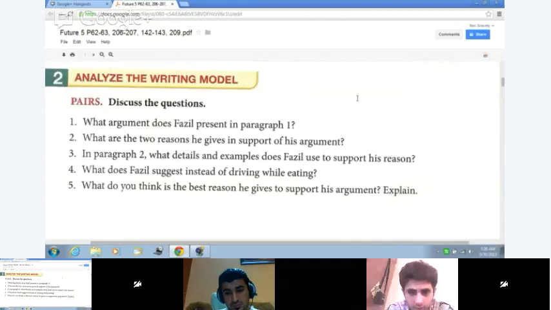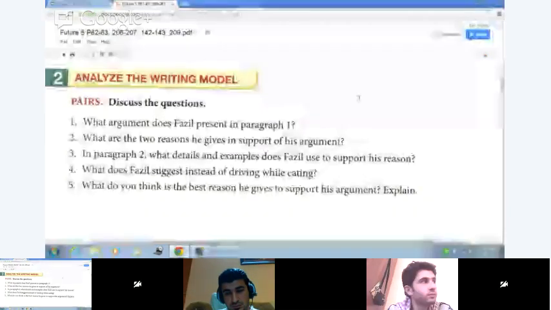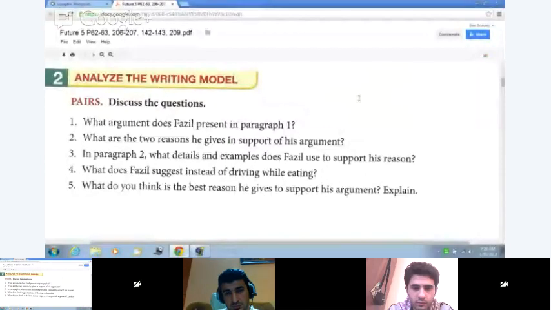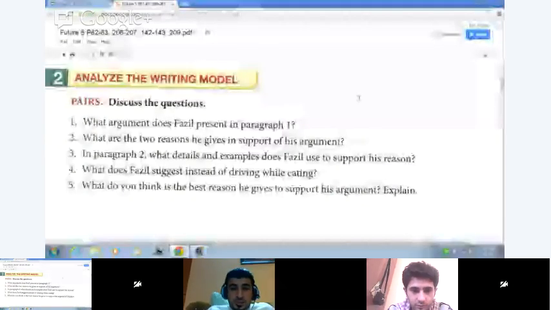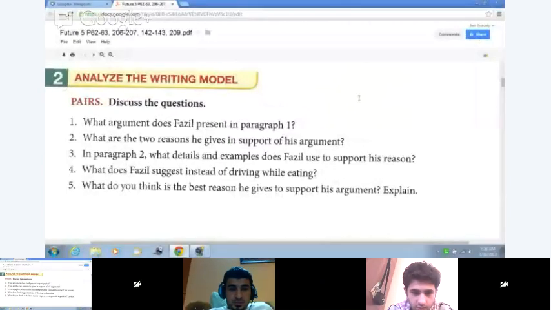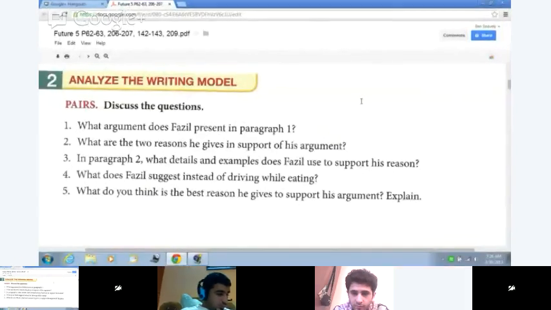The argument is about eating while driving. Okay, yeah, he's arguing about banning eating while driving. So he is against eating while driving. What are two of his reasons that he gives to support his argument? Anybody? What are two reasons that he gives to support his argument?